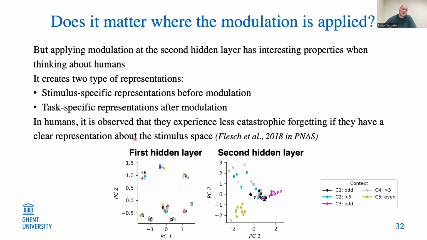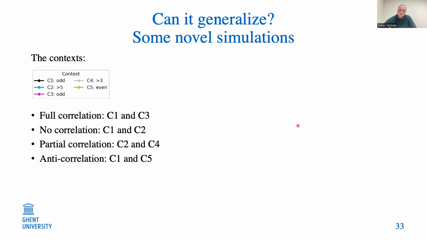And in humans, it is observed that they experience less catastrophic forgetting if they have a clear representation of the stimulus space. So I guess we should also further investigate whether or how this changes model behavior. Still, I did not really show whether a network can generalize to novel situations, right?